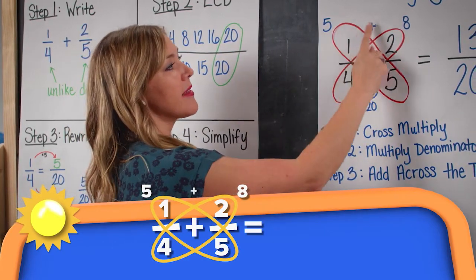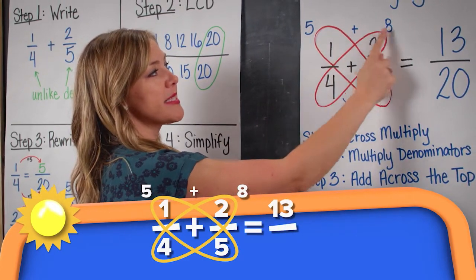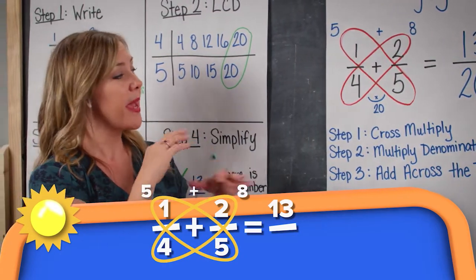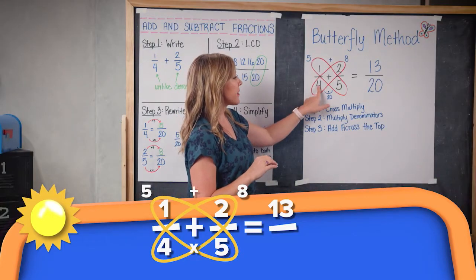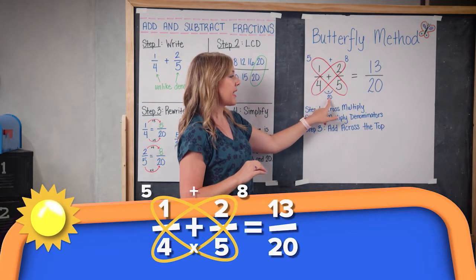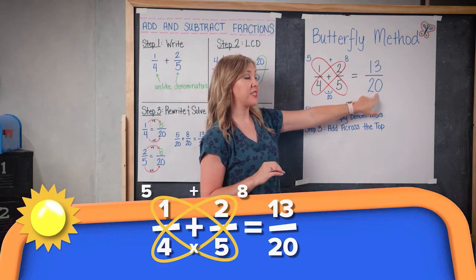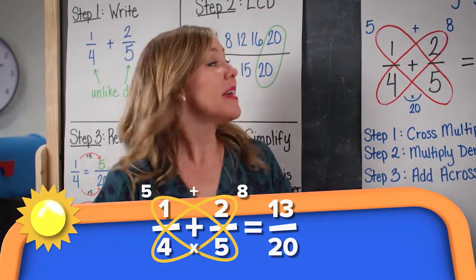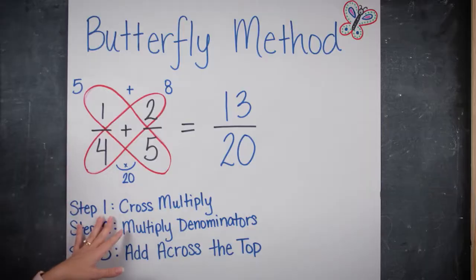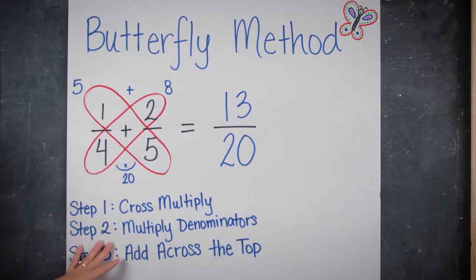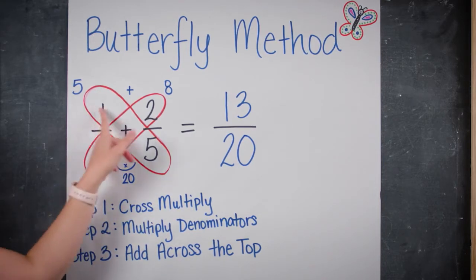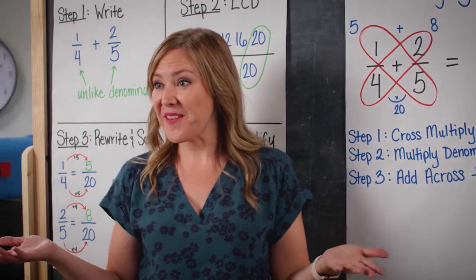Then you add those top numbers. 5 plus 8 gives you the 13, and then kind of like we did on the first way, you multiply the 4 times the 5, and it gives you the 20, which is that common denominator. So this is kind of a cool, short way to do the very same work. Step 1, you cross multiply. Step 2, you multiply your denominators, and then step 3, you just add across the top. It's a fun way, right?